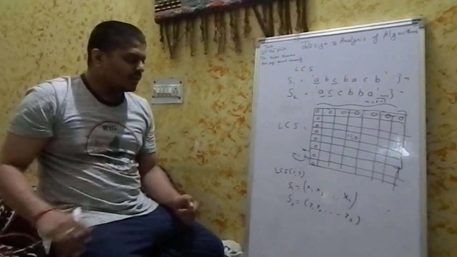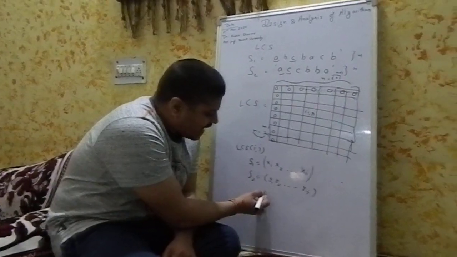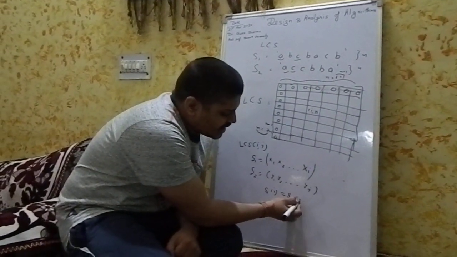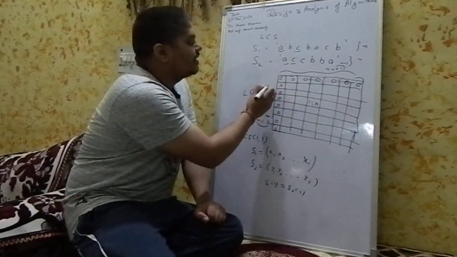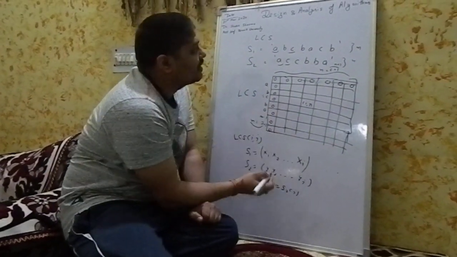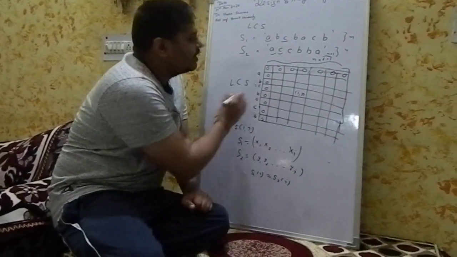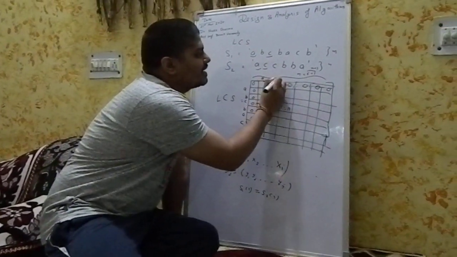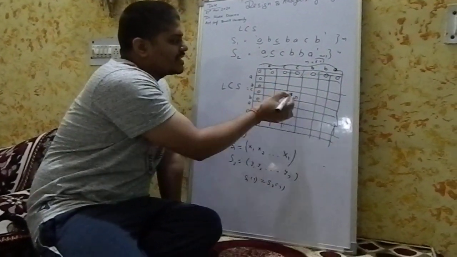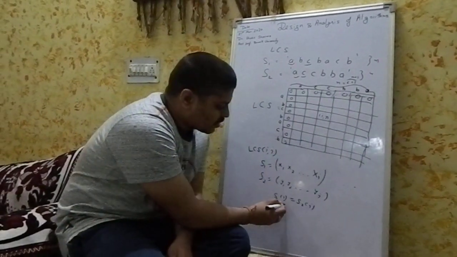So at a particular position i, j, what is the possibility? The possibility is that either S1 i is equal to S2 j. Let me write the alphabets first: A, C, B, and the alphabets on the top are A, C, C, B, B, A. One possibility is that these two elements are the same, as in this condition this is C and this is C. So S1 i is equal to C, and this is also equal to C.